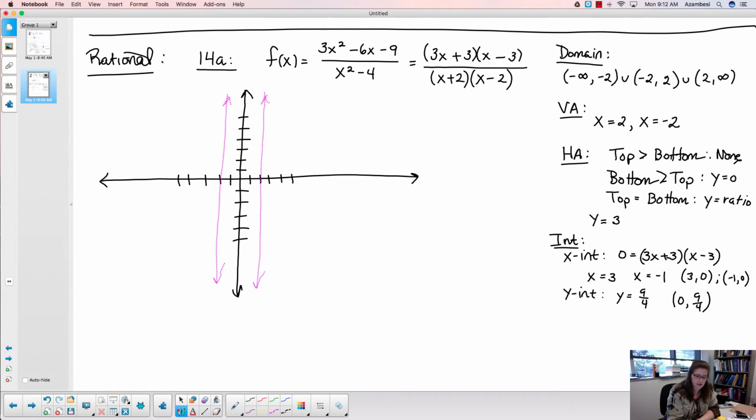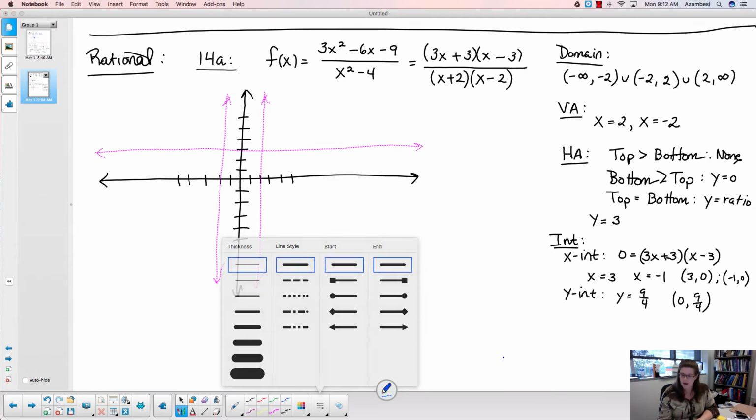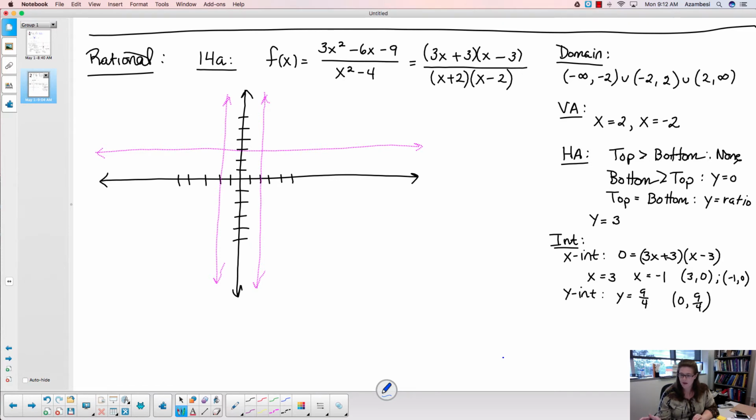I have a horizontal asymptote at y is equal to 3. Now remember, horizontal asymptotes are used for shaping, but you can cross one. Vertical asymptotes are a no man's land. They are problems in the domain, you can't cross it. So looking at our next part, I am plotting my intercepts. So I have one at (3, 0). I have one at (-1, 0). I have one at (0, 9/4).